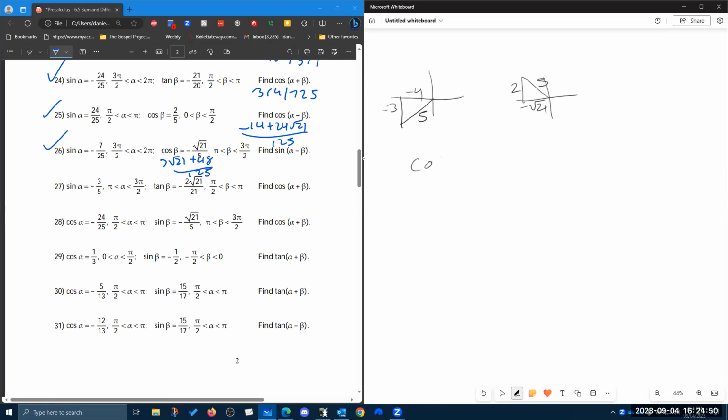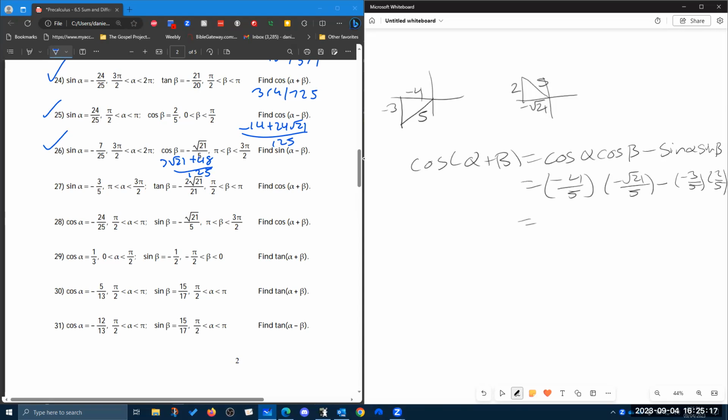And I want cosine of alpha plus beta, which is cosine alpha cosine beta minus sine alpha sine beta. So cosine of alpha, cosine of beta, minus sine alpha and sine beta. It's going to be 4 root 21 plus 6 over 25.